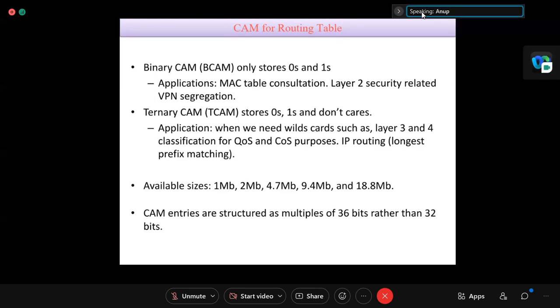In ternary CAMs, we have introduced another condition, because in binary there are 0 and 1, as well as don't care conditions. Don't care means it could be either 0 or 1. Now slowly I'm entering into the research mode, the research problem. I'll be discussing some research problems with you. Don't care conditions could be nicely handled and utilized, and that is highly required for ternary CAM.